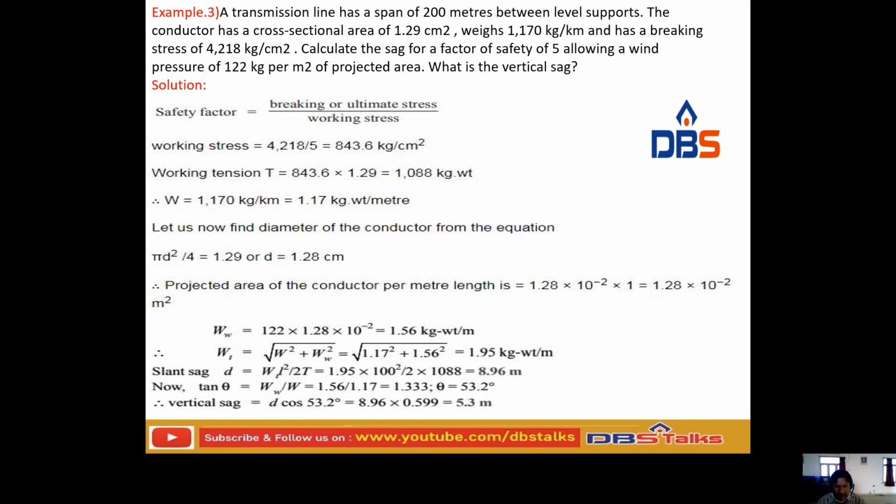Now the projected area of the conductor for a meter length is 1.28 into 10 power minus 2 multiplied by 1. Converting the centimeter into meters, that is equal to 1.28 into 10 power minus 2 meter squared.